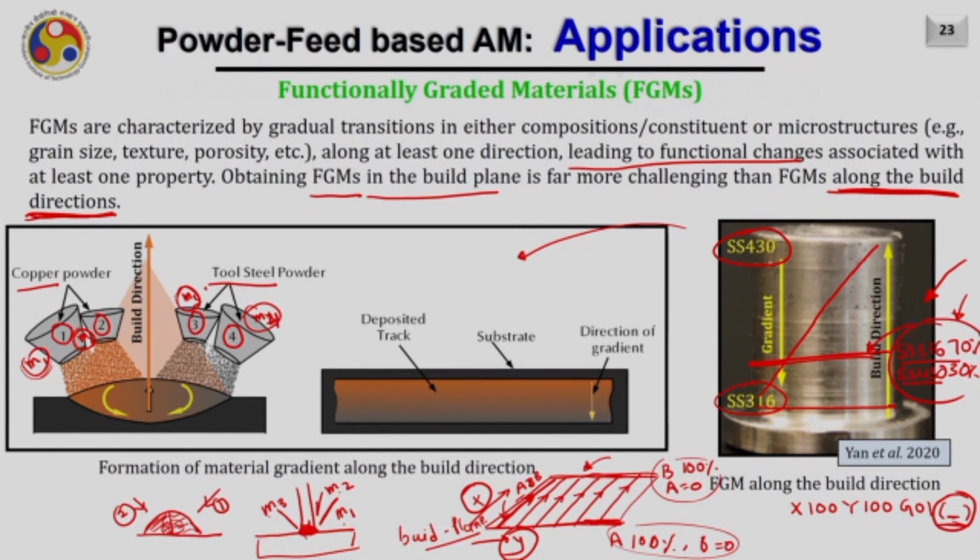However, like I have already mentioned, if you have two nozzles, one depositing copper and another depositing tool steel, it may happen that one side of the deposited track, this is the top view of the same, may be rich with one material. Here you can see one side is rich with copper, while the other side is rich with the steel. So, there may be a requirement of a proper mixing mechanism.